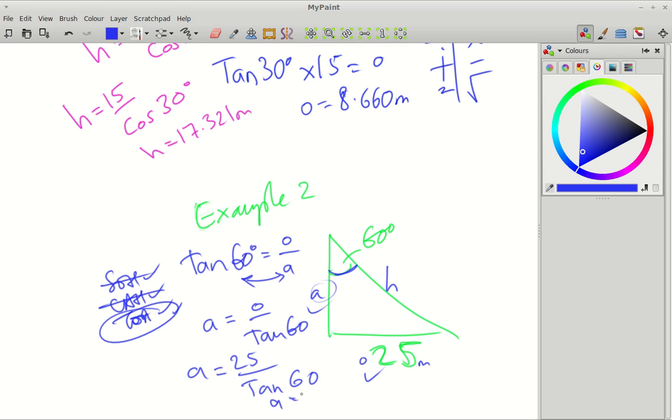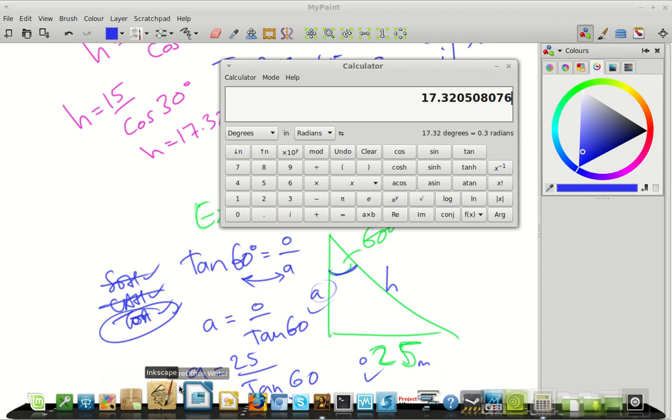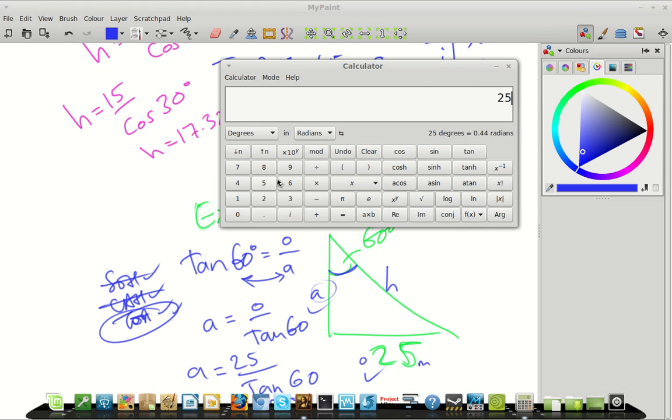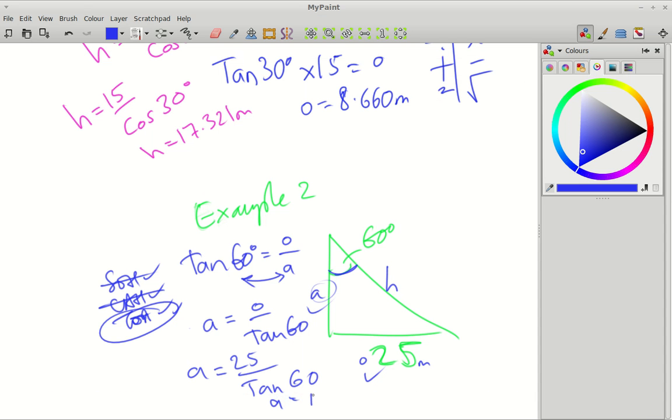A equals, and we're going to need a calculator for this. 25, oops, made a mess of that. Let's clear that. Where's the clear button? I can't see it for looking. There you are. 25 divided by tan 60 equals 14.434 metres. So A equals 14.434 metres. Fair enough. Let's work out H.